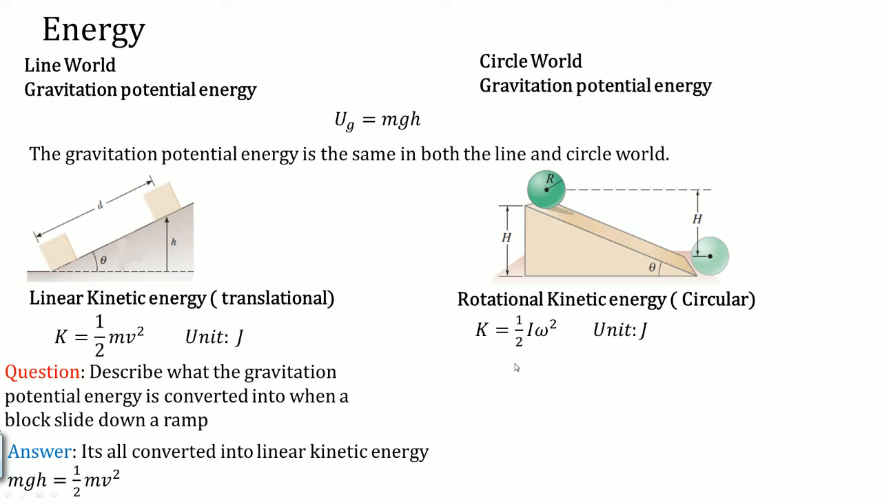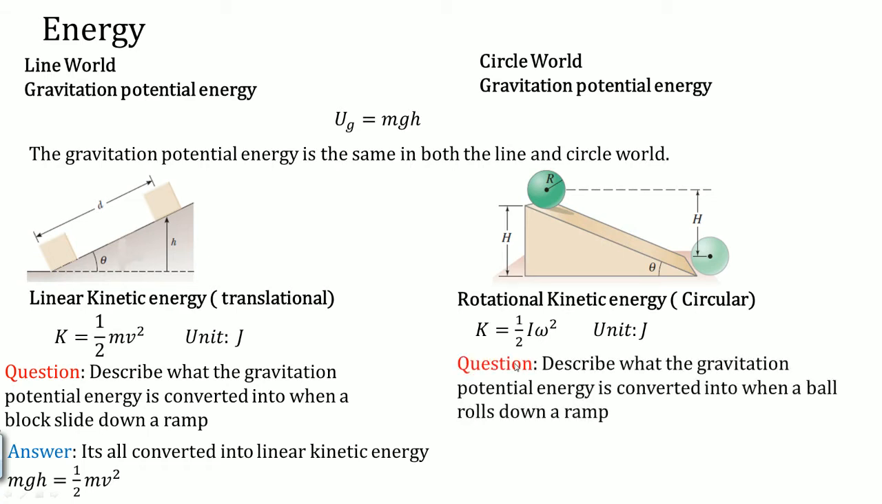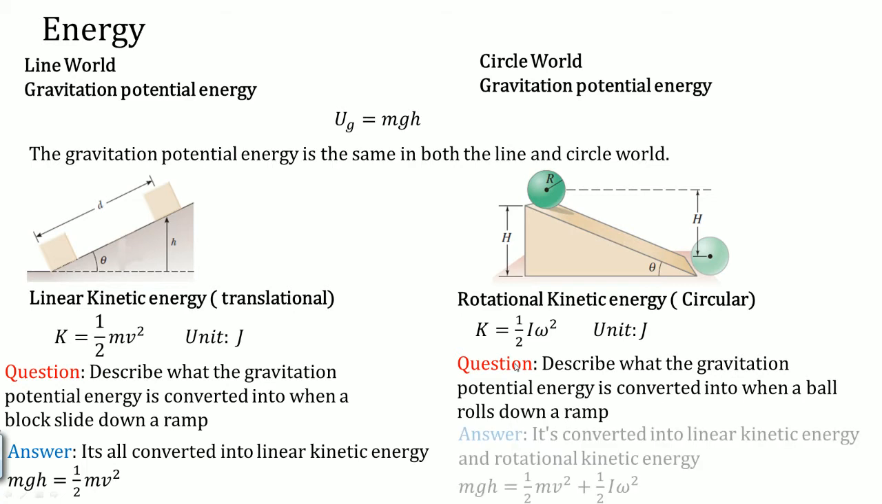So the question here is, describe what the gravitational potential energy is converted to when a ball rolls down a ramp. The answer is, it is converted into linear kinetic energy and rotational kinetic energy. So mgh is equal to 1/2 mv squared, which is the linear kinetic energy, plus 1/2 I omega squared, which is the rotational kinetic energy. So it has both rotational kinetic and linear kinetic energy.